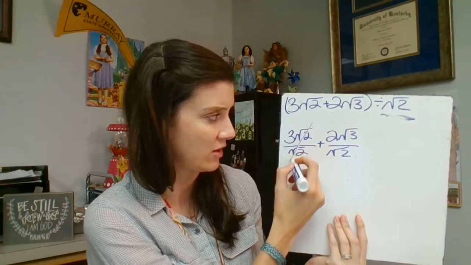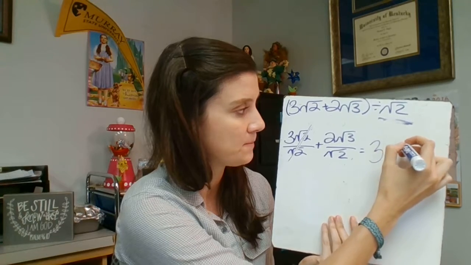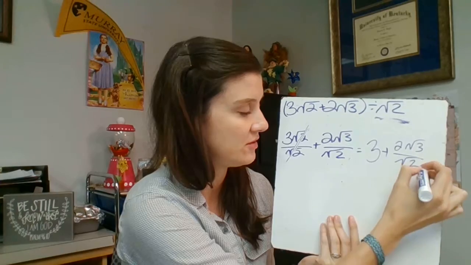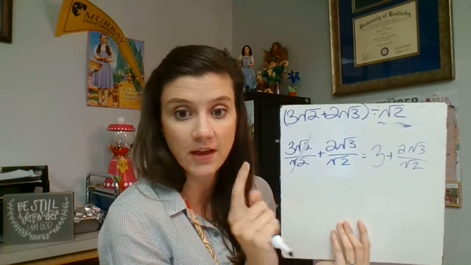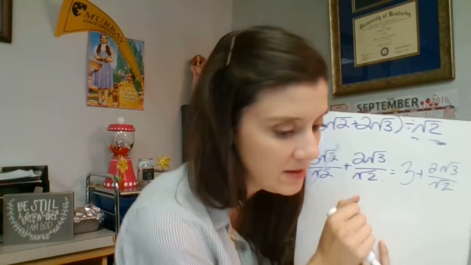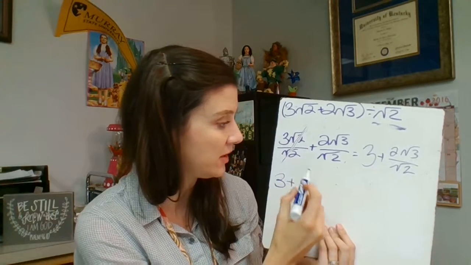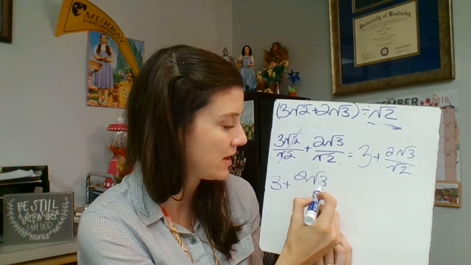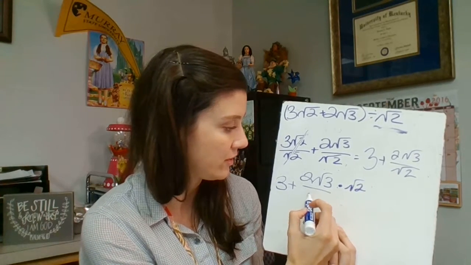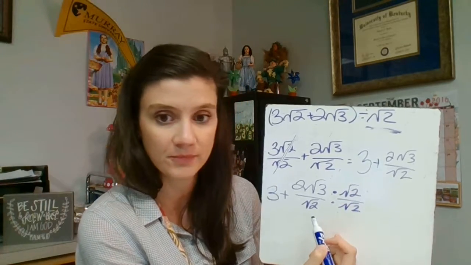These will cancel out, we know. So we'll be left with 3 plus 2 square root 3 over square root 2. To get rid of a radical in your denominator, you have to multiply the top and the bottom by the denominator. So that'll bring us down to 3 plus 2 square root 3 times square root 2 over square root 2 times square root 2. Okay?